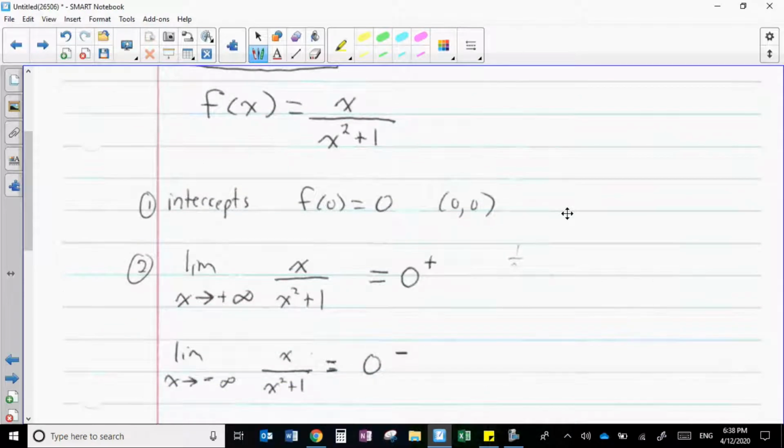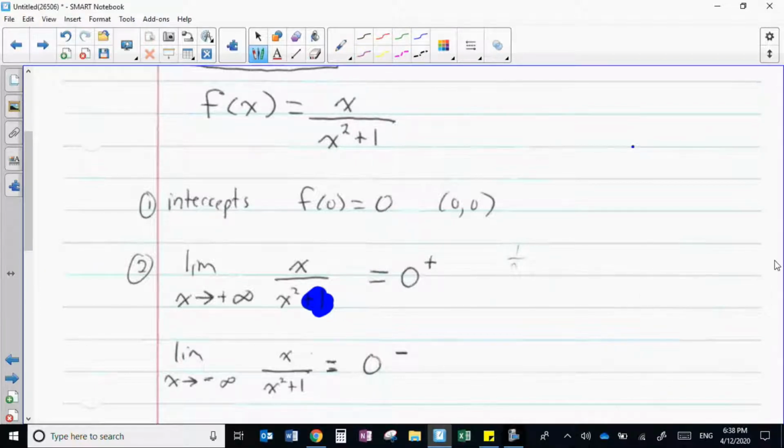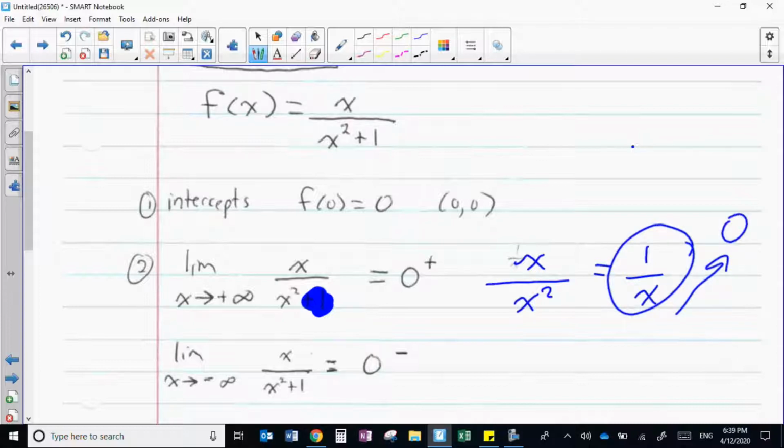The limit as x approaches positive infinity. So when I look at this, the first thing I see is that the positive 1 here is pretty insignificant. As x gets really big, that doesn't do much. So I can kind of ignore that and see that x over x squared is what's important. And in fact, that simplifies to 1 over x. Well, as x gets really, really big, 1 over x just gets closer and closer to 0. So that's why this graph approaches 0.